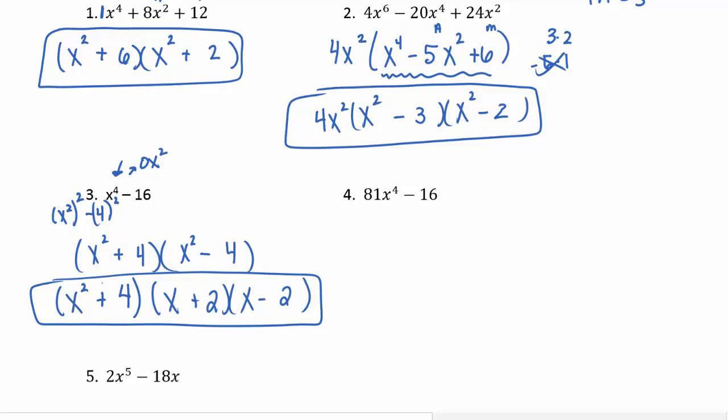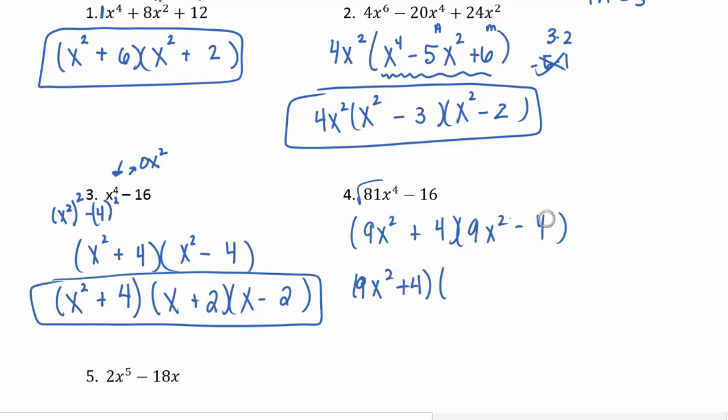Okay, so number 4. 81x to the fourth minus 16. 81, x to the fourth, and 16 are all perfect squares. So the square root of 81 is 9, so I have 9x squared and 9x squared. Square root of 16 is 4, so 4 and 4, one's positive, one's negative. The sum of two squares can never be factored, so we just leave it. It just hangs out there.